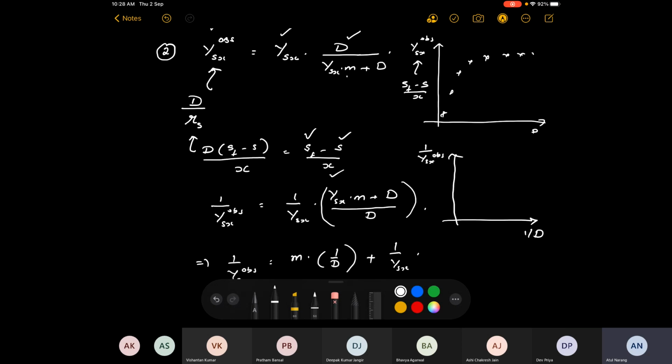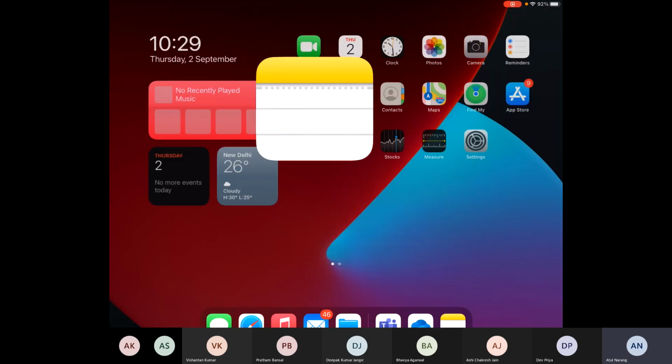And what you should get, if the model is correct, is that the data should reduce to a straight line having slope equal to M and y-intercept equal to 1 over YSX. This is the way people often do it. And when I showed you that paper by Pirt, this is what he's doing.